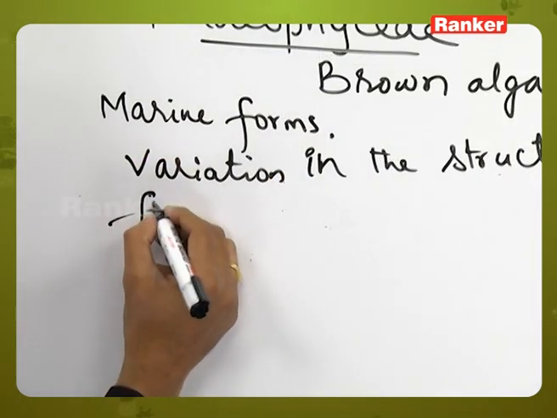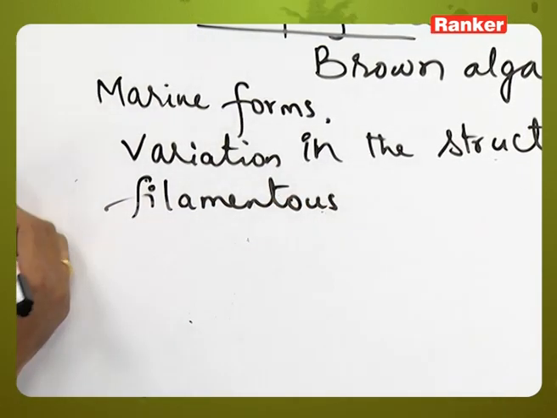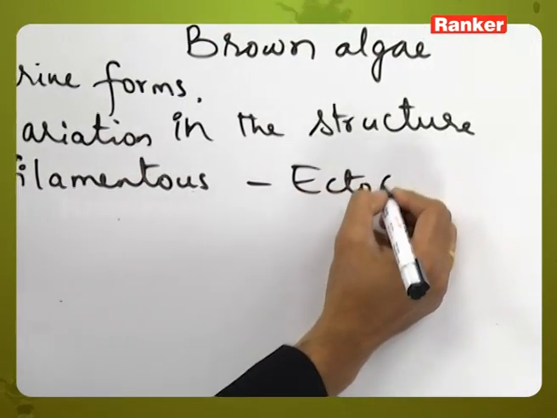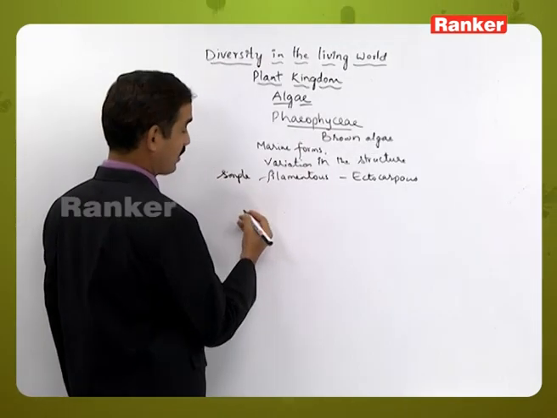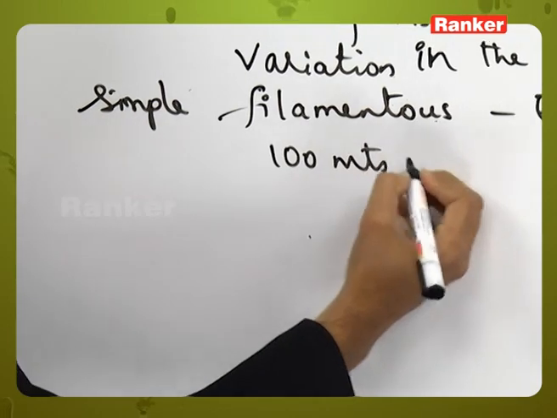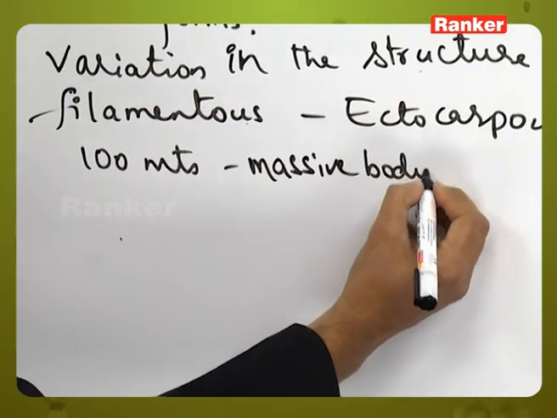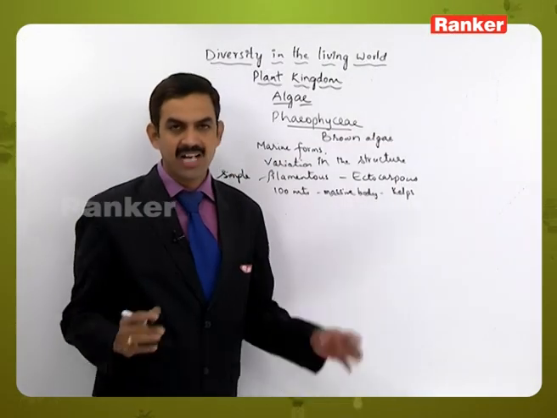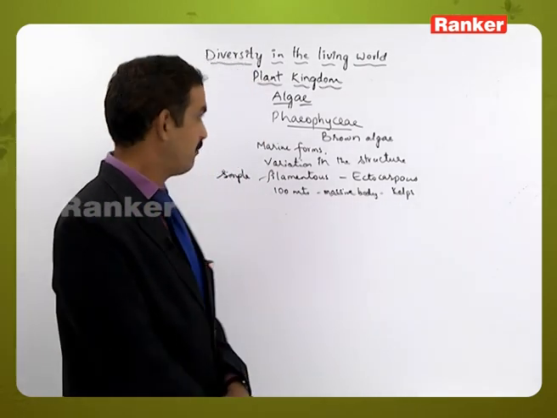Some of them are simple filamentous, like Ectocarpus, to the complex structure which may grow up to 100 meters of height, which forms a massive body. This type of massive body can be seen in kelps. Likewise, there is a lot of diversity in the body organization of the Phaeophyceae members.